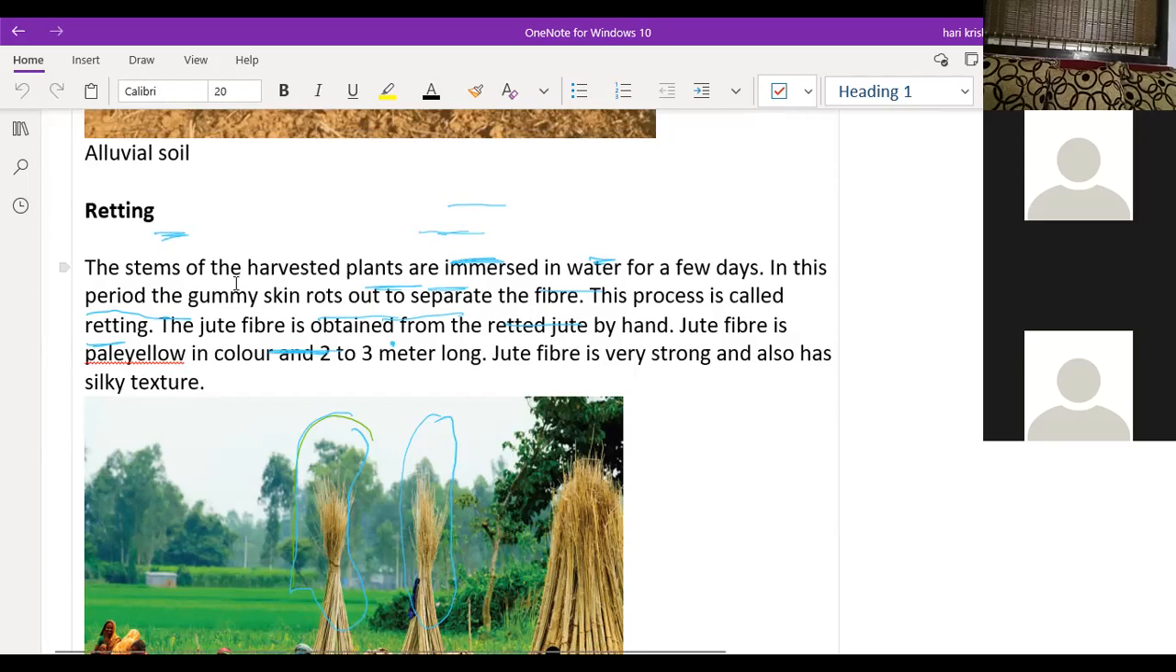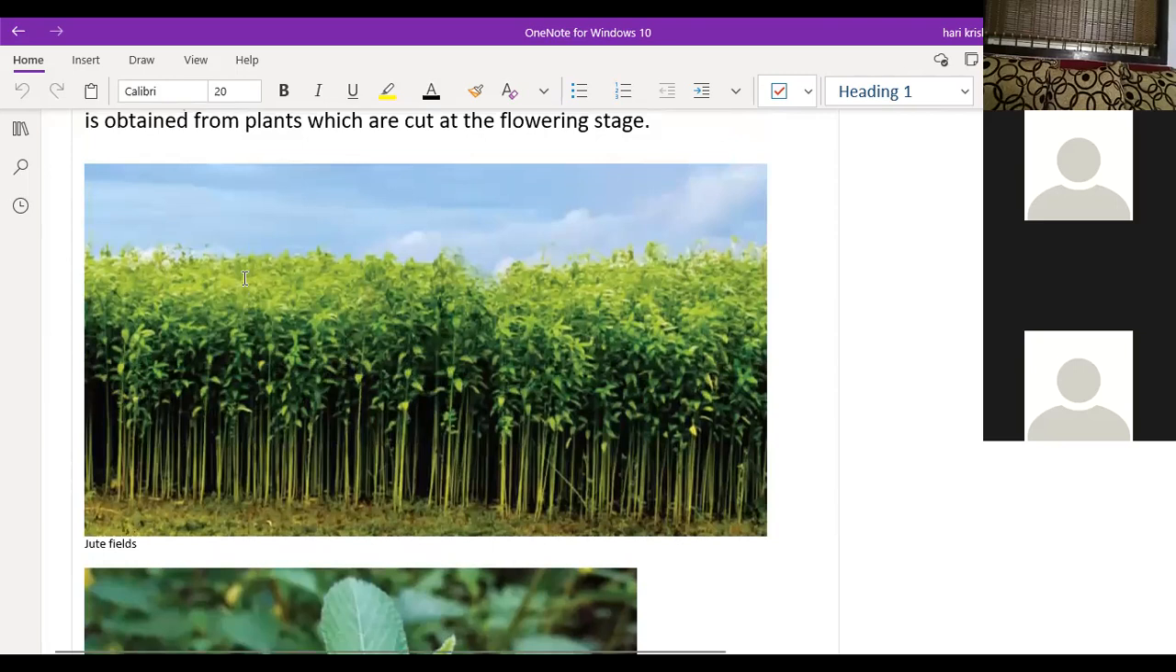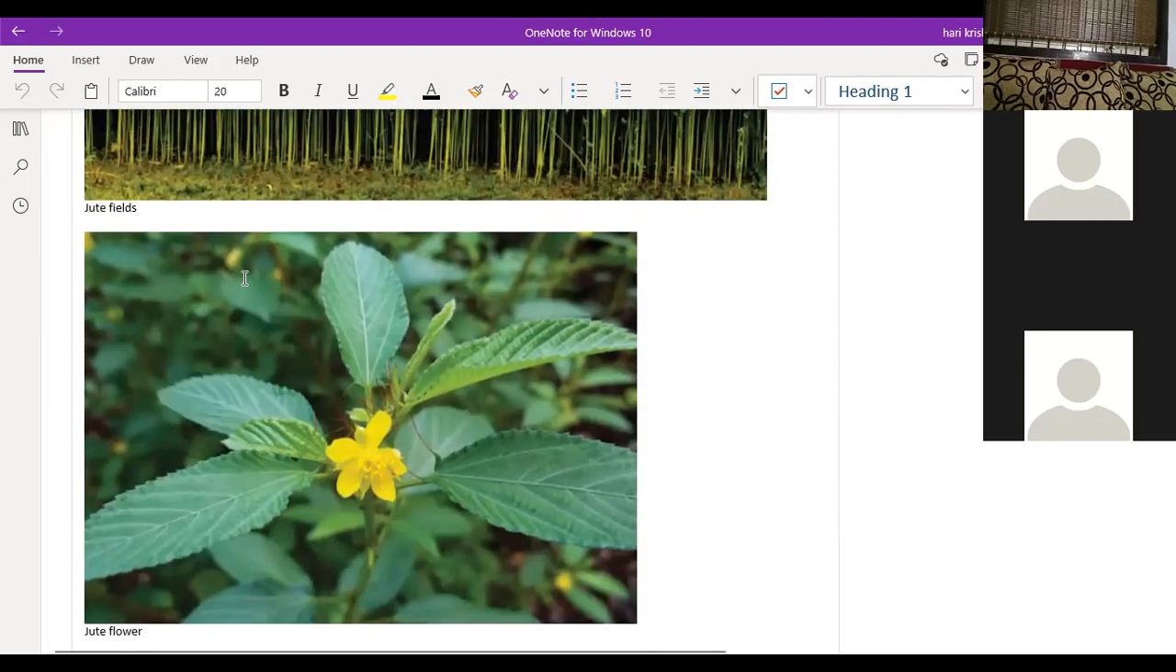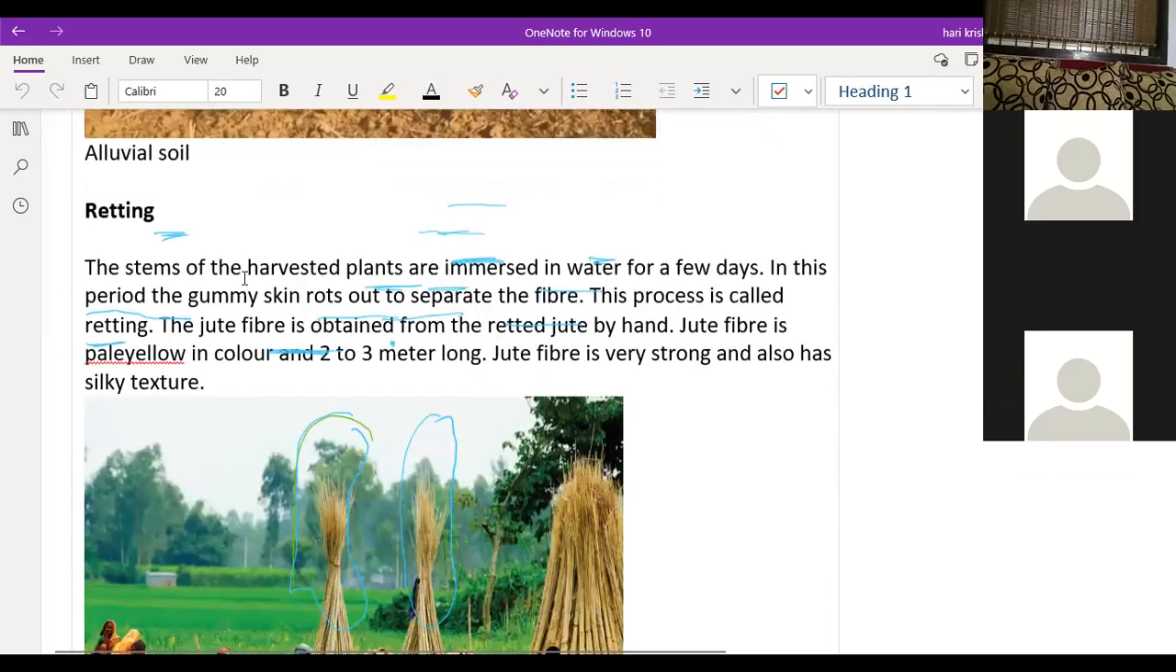Understanding? Initially, the jute stem is green in color, but when you keep it in the water for some 10 or 15 days, it will change to brown color, and whatever the gunny fiber is there will be separated out. Only the fiber will be loosened. That process is called retting.